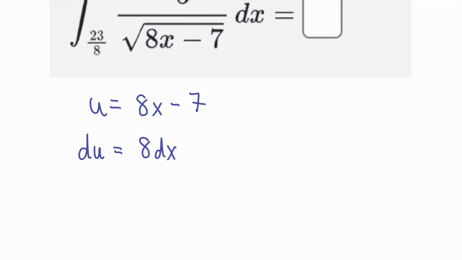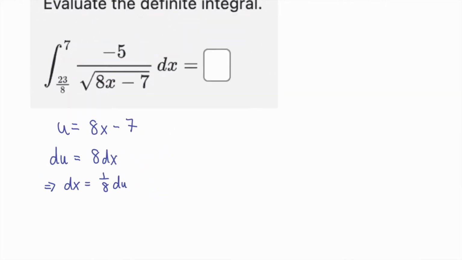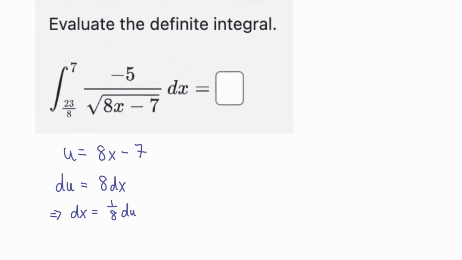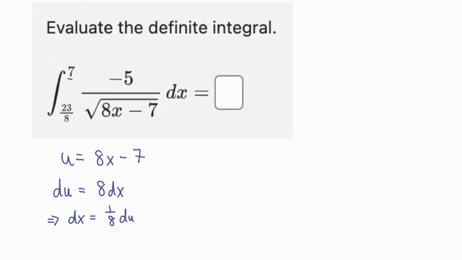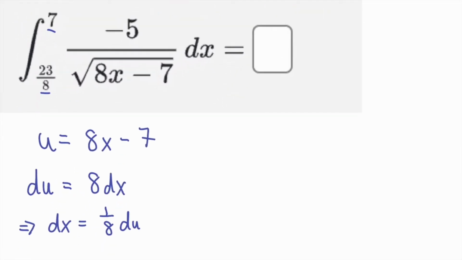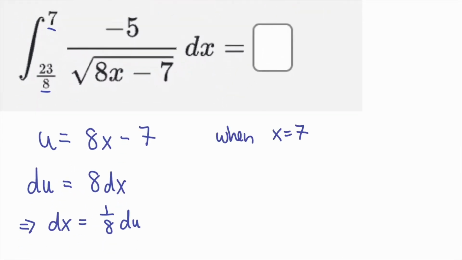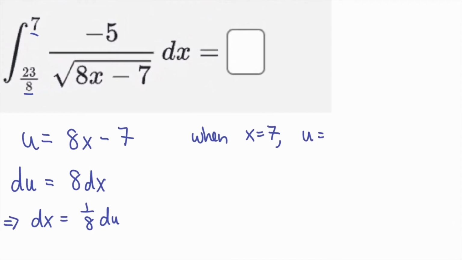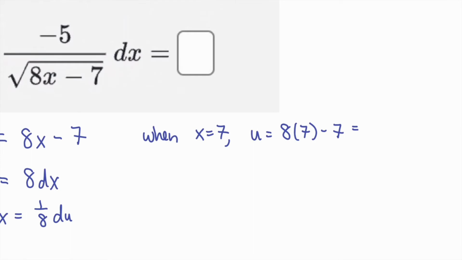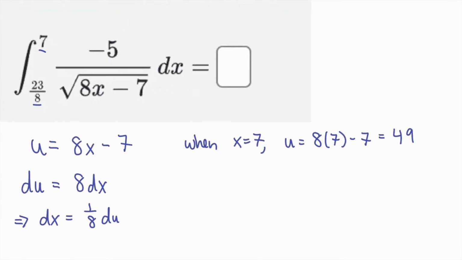So I can do that by just dividing by 8 on both sides, and we end up with dx equal to 1 over 8 times du. Okay, then now since we're working with a definite integral, we also need to think about our bounds here. So when x is equal to 7, u will be equal to 8 times 7 minus 7, which is just 49. So this is going to become our new upper bound.